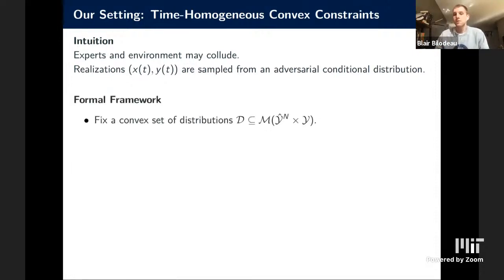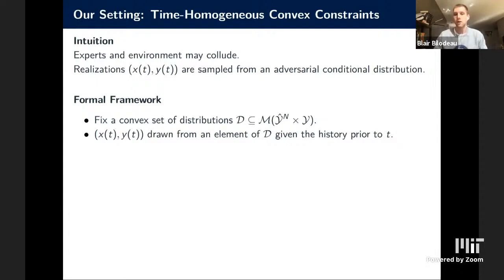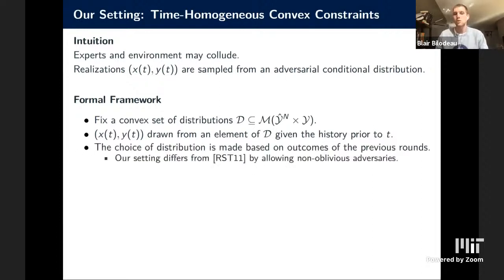So formally, we can think of fixing some convex set of distributions D in the subset of all distributions over expert predictions and data. And then at each round, the joint realization of experts and data is going to be drawn from some element of this D. So the environment gets to choose some element, and this element gets to be chosen using the entire history up to time t. And then the experts and data are sampled from this distribution. So this is where we differ from the Rakhlin, Sridharan, and Tewari use of these constraint settings: we allow so-called non-oblivious adversaries, which means the adversary gets to update their actions over time with how the players themselves have been behaving.